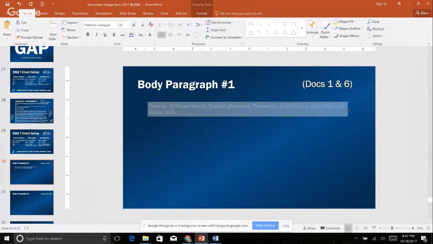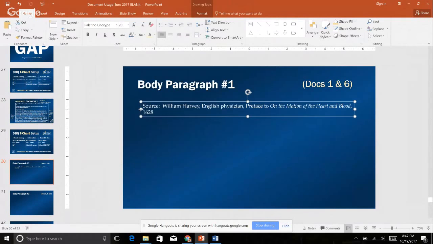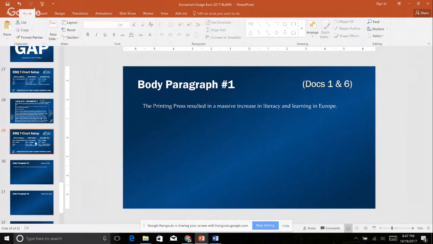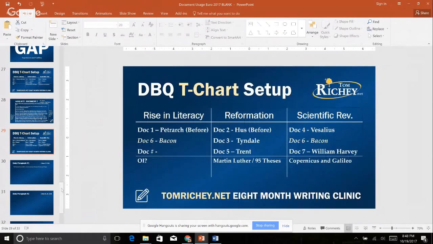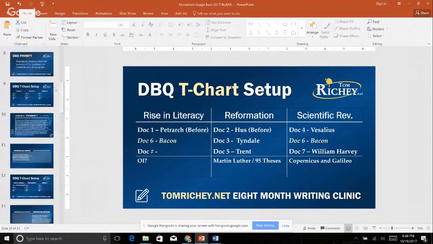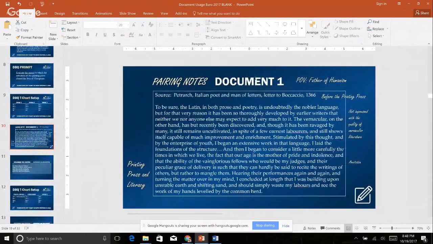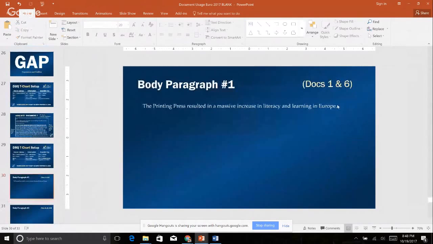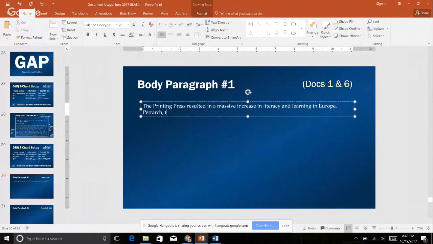All right, so as far as body paragraph number 1, what I'm going to do here is: the printing press resulted in a massive increase in literacy and learning in Europe. Okay, so literacy and learning in Europe. That's my topic sentence. And so what I'm going to do here is Petrarch. We've got this Petrarch document. I'm going to look back, and since I've got it annotated, I see that Petrarch was writing to Boccaccio. He was not impressed with the state of vernacular literature. Okay, so Petrarch, I'm going to note here, father of humanism.